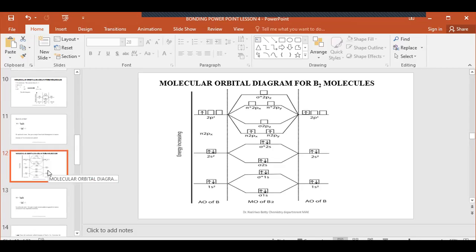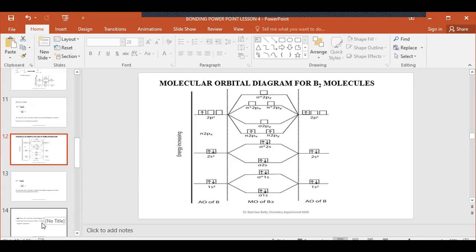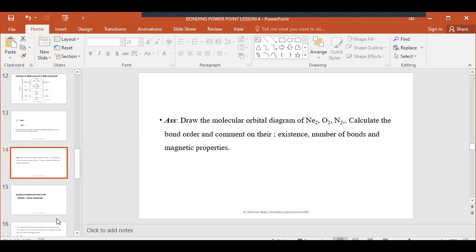Why? When we go back to the molecular orbital diagram, it has an unpaired electron. The moment you say unpaired electron, the magnetic property of that molecule is paramagnetic. So is beryllium molecule. As an assignment, draw the molecular orbital diagram of neon molecule, oxygen molecule, nitrogen molecule, and calculate the bond order. Comment on their existence, number of bonds, and magnetic properties.